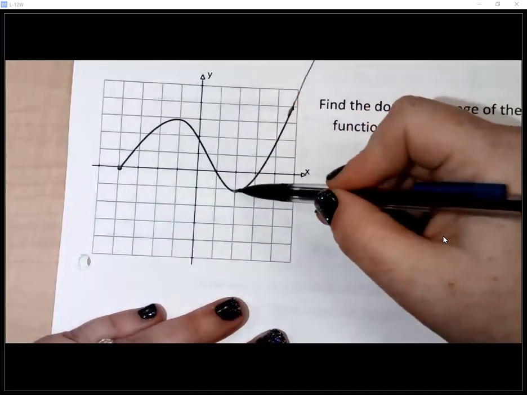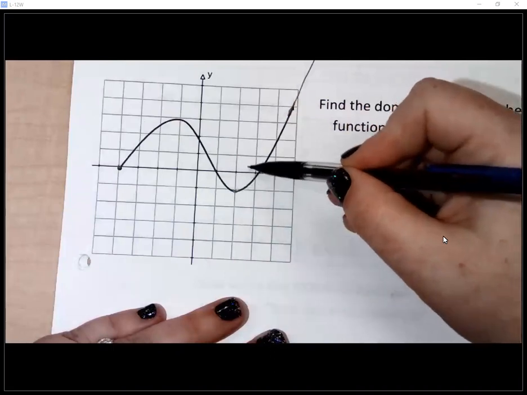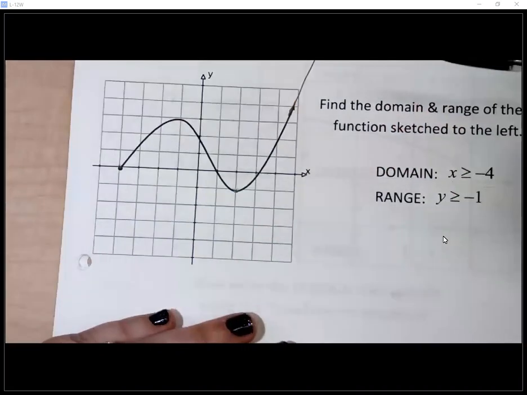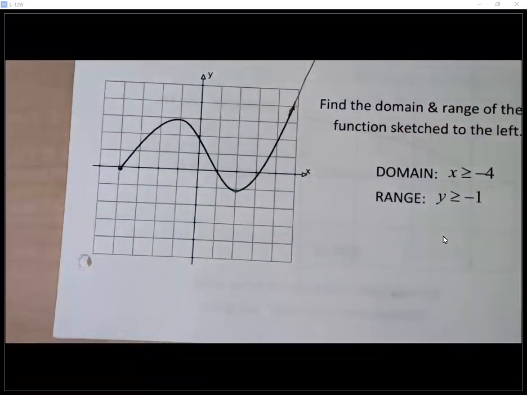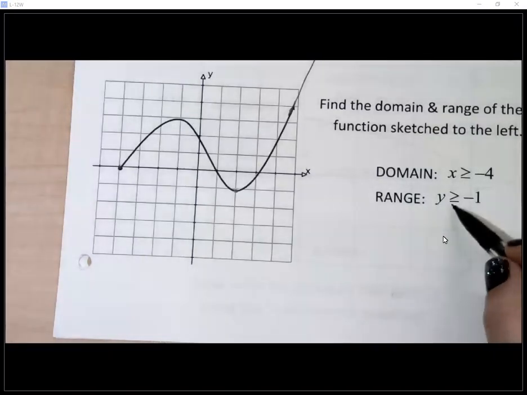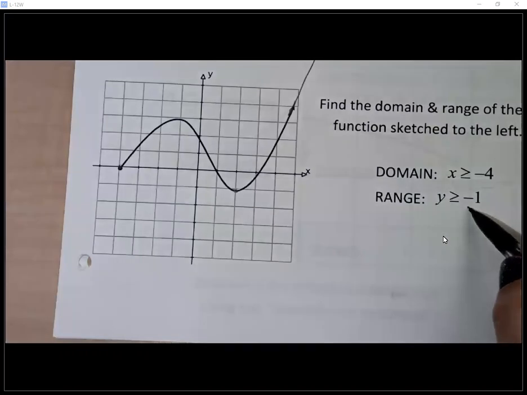As I continue up, I do have values that basically go on forever, but I don't have anything that's less than -1. So that is why we say the range would be all the y values that are greater than or equal to -1. So far, so good? Okay, flip.